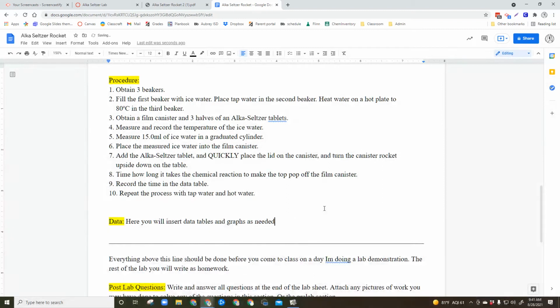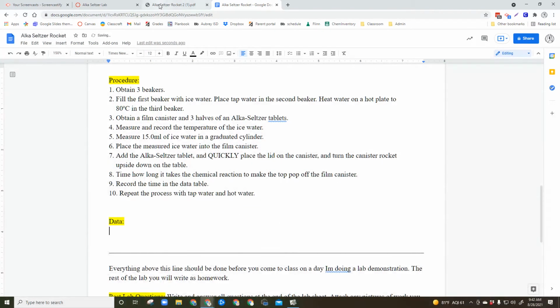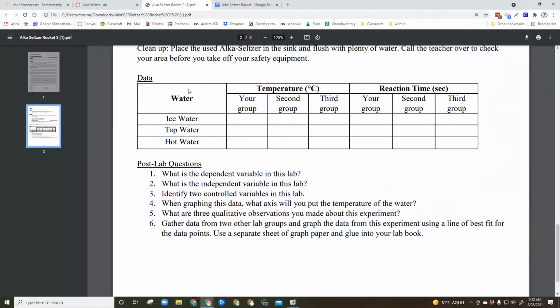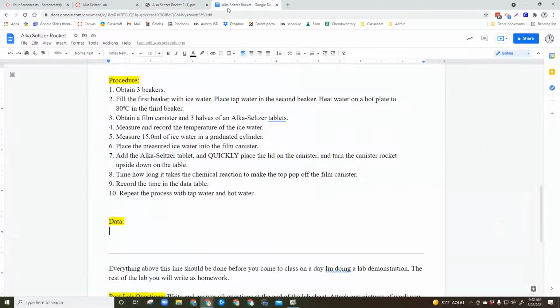All right, so the next part is your data, and it says, oops, Control Z, I didn't read that. Here's where you insert data tables and graphs as needed. Okay, so we're going to get those from our lab. So let's go back and look at our lab handout. And the only thing we need here is this data table. Now, you can't copy and paste this data table over. You can see it won't let you copy and paste a table. So you're just going to have to redraw it. So you're going to have to use the insert a table function here to redraw that.